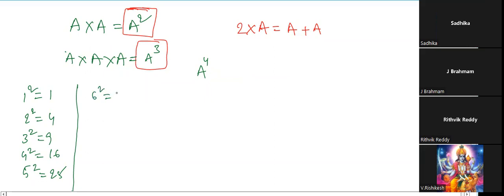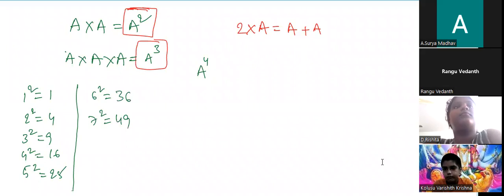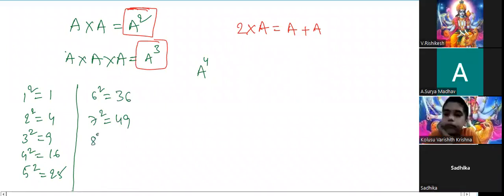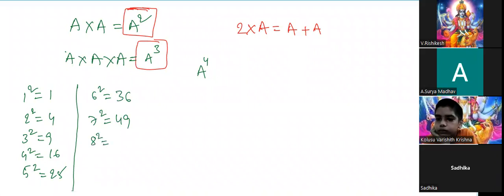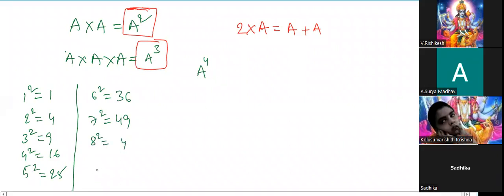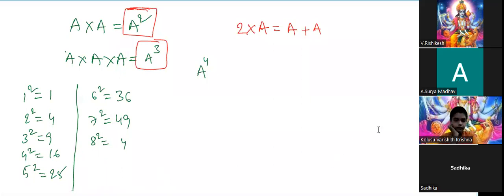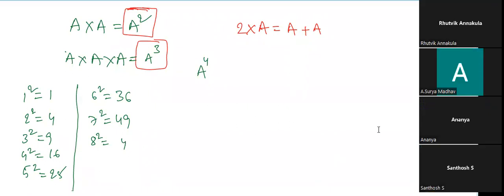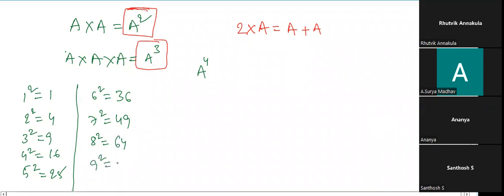36, sir. 36. Very good. Ritvik, 7 square. 49. Okay. Rishita, 8 square. Sir, 64. 64. Varshit completed. No, sir. Okay. 9 square. 81. 9 square is 81. Correct.